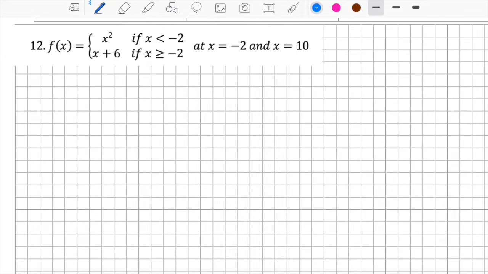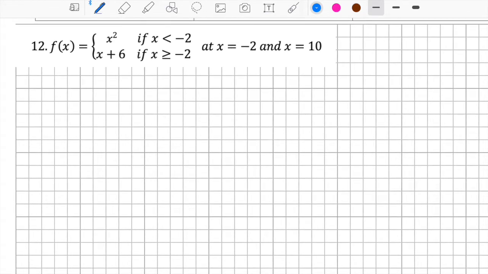Okay, let's try another one, because practice makes perfect. So here we go again. We have a piecewise function. The key point is -2. And we want to check, is it continuous or discontinuous at x equals -2 and at x equals 10. So let's start with -2.